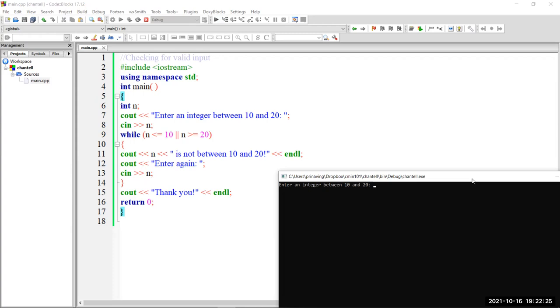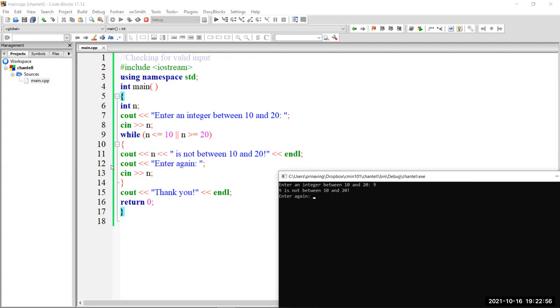All right. So Chantelle, here's the question that we had. You asked me about Boolean variables, and I've taken the example from your lesson 11 and I'm running the program. It says enter an integer between 10 and 20. I'm a naughty student, so I'm going to enter 9. When I enter 9, it says 9 is not between 10 and 20.